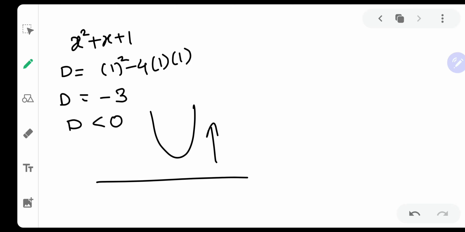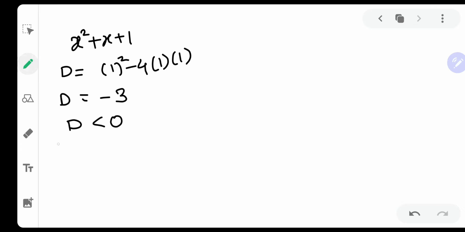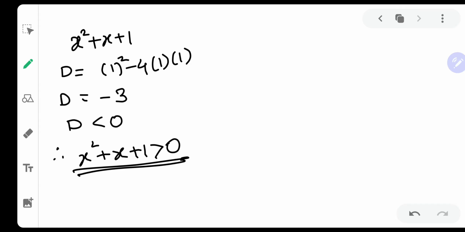So the value of y will always be positive. Therefore, as the discriminant is less than 0, x square plus x plus 1 is always greater than 0. That's it. And that is our question, right?